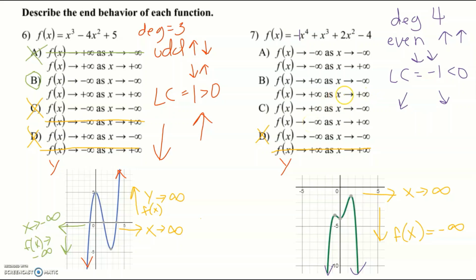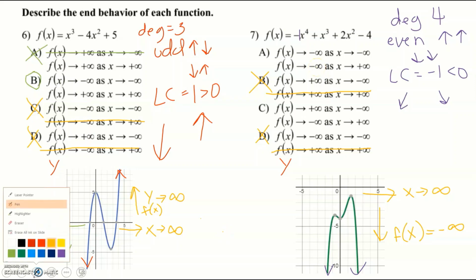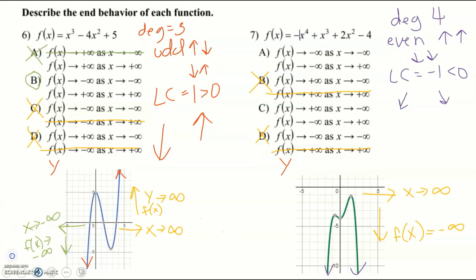As x goes to infinity, we need f of x to go to negative infinity, so B doesn't work. But A, as x goes to infinity, f of x is going to negative infinity. Okay, so then the other side, right?